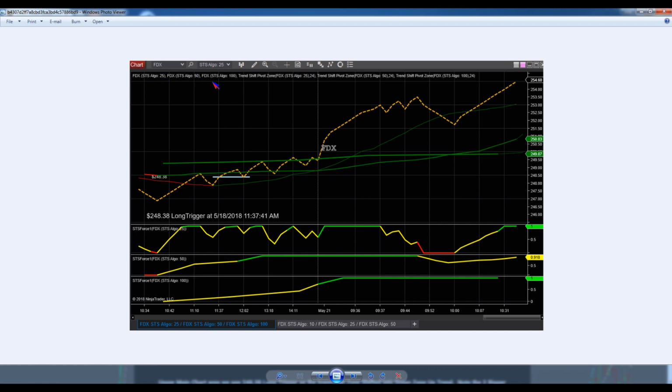We got the trend shift pivot zone for the 25, the 50, and the 100. That is the line. That is the green and red line. It's called the trend shift pivot zone. We've got the data flowing in here on all algos so that we can plot these.